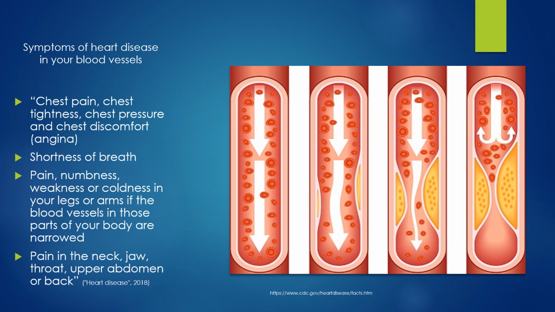Pain, numbness, weakness, or coldness in your legs or arms, if the blood vessels in those parts of your body have narrowed, along with pain in the neck, jaw, throat, upper abdomen, or back. These are just some common symptoms of heart disease in your blood vessels. And as you can see over here on the right-hand side is a picture that basically details what is happening.